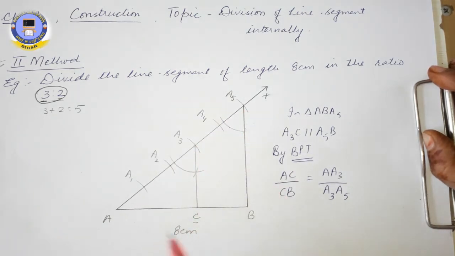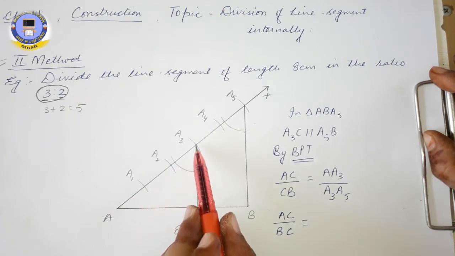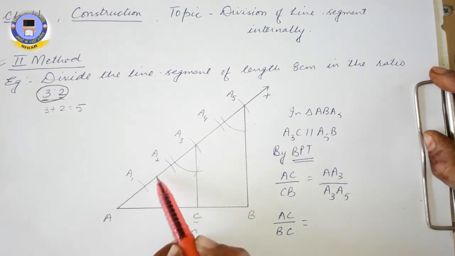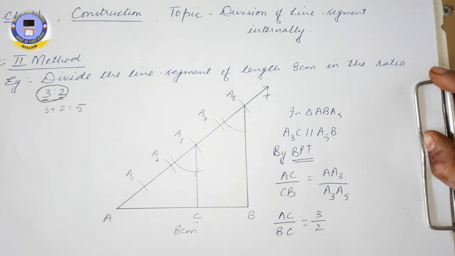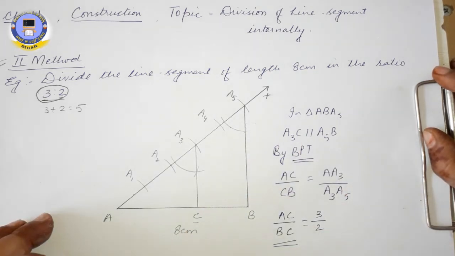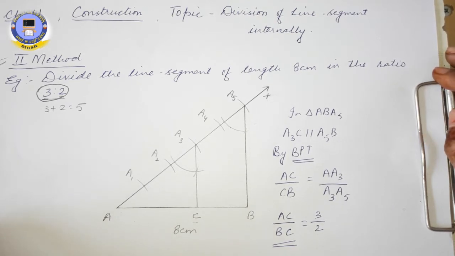Now see, regarding AC and BC, we are not sure what the length or measure of these two sides is, so it will remain as it is, AC upon BC. Now AA3, as in the beginning I told you, we have cut equal arcs, so can we say that AA3 can be written as 1, 2, 3 and A3A5 can be written as 1, 2. So AC ratio BC is equal to 3 ratio 2. It is its justification. We have used BPT to justify this construction. You can use similarity also, but that will be a lengthy process for this method.